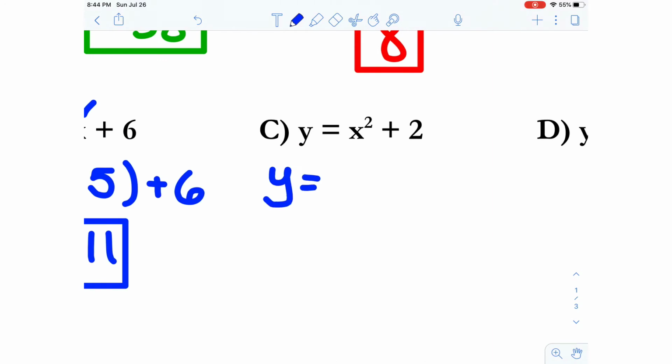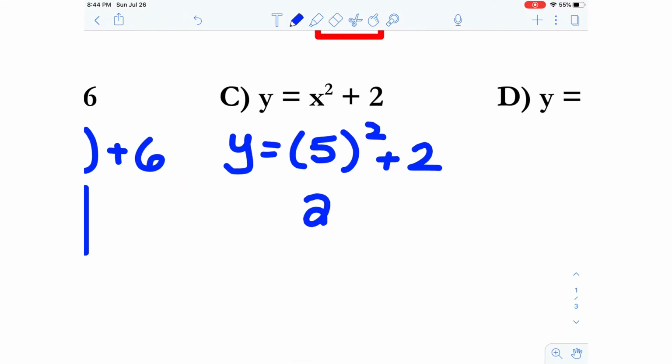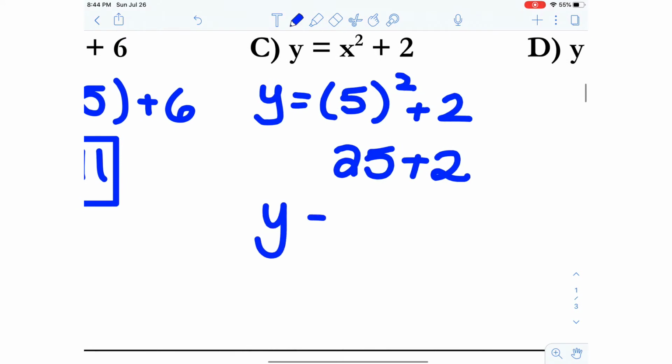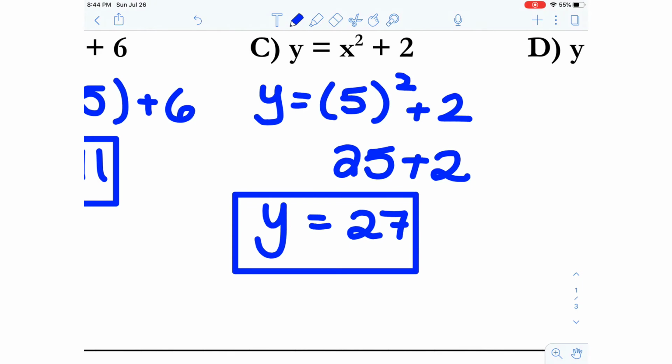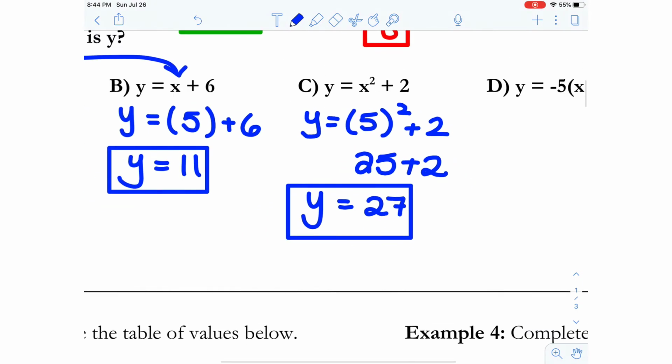Okay, y equals, plug in 5 for x, because x is still 5 here for all these problems. 5 squared is 25, plus 2 is 27, so y is 27. Beautiful.